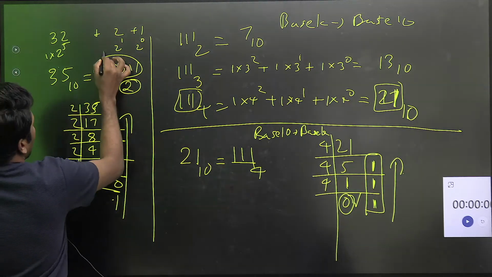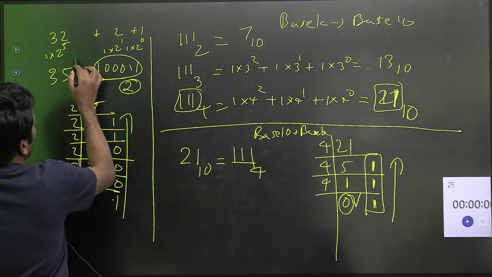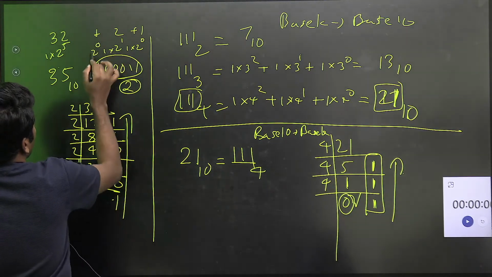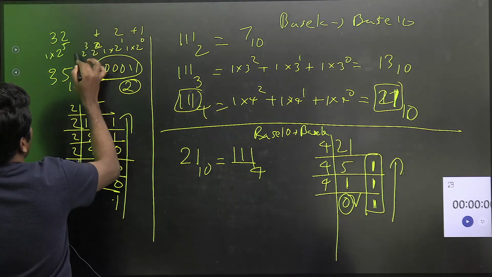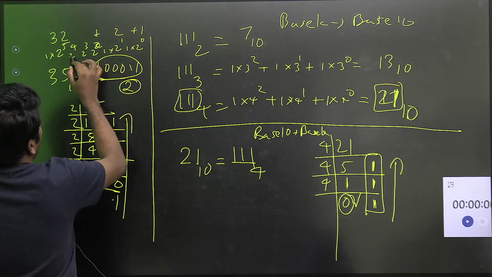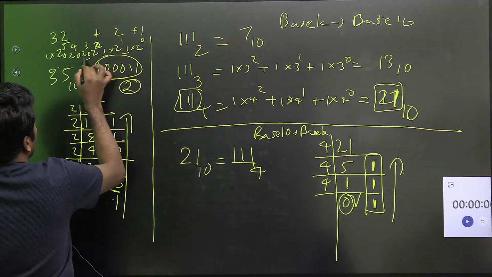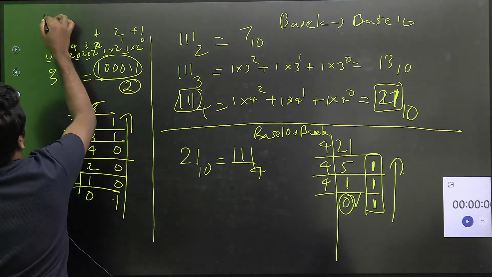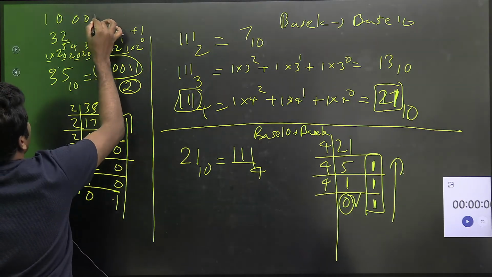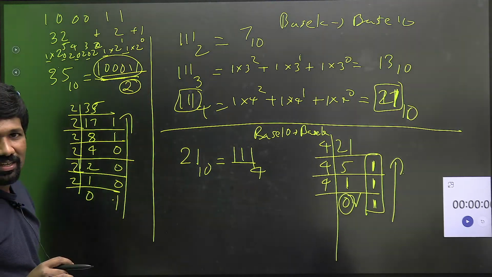So 35 has 2 raised to 5, 2 raised to 1 and 2 raised to 0, each once. But 2 raised to 2, 2 raised to 3 and 2 raised to 4 are not there, meaning they are 0. Here the equivalent, 1 0 0 0 1 1, is the answer. Same answer. Are you getting it?